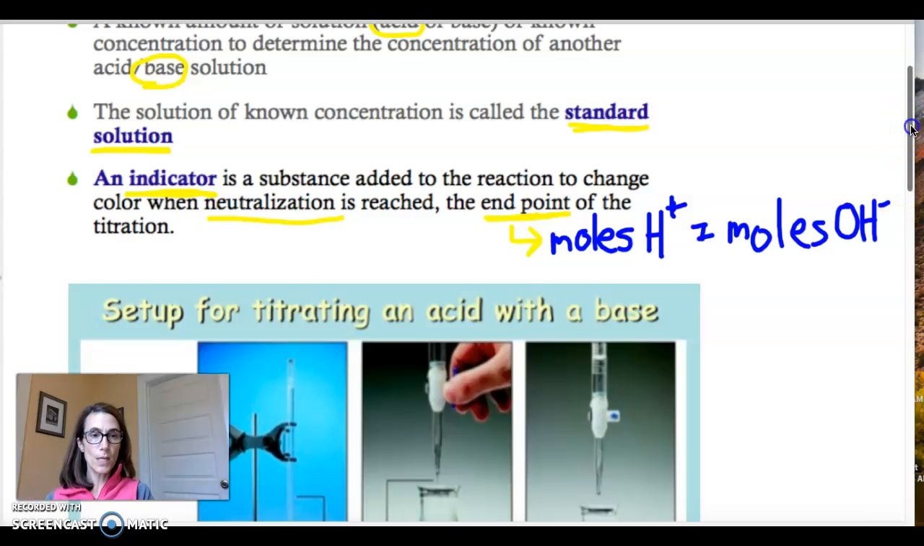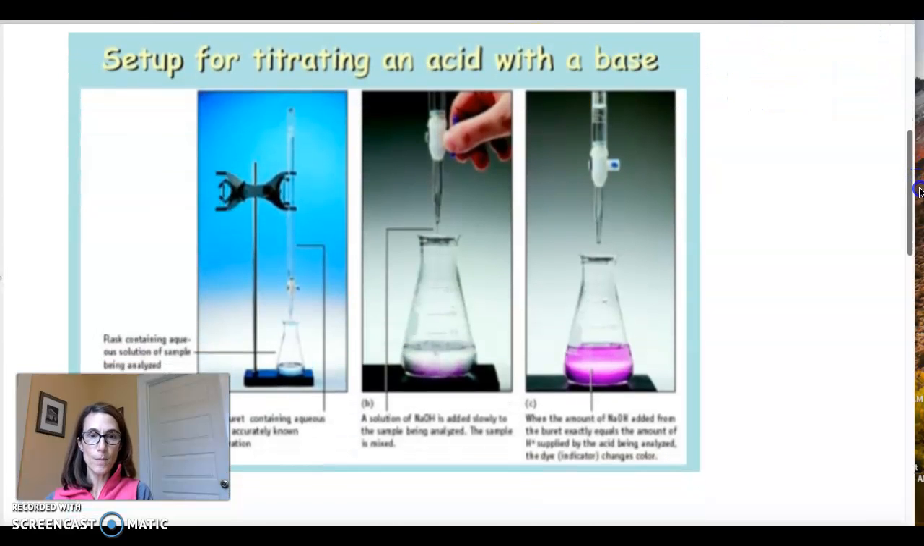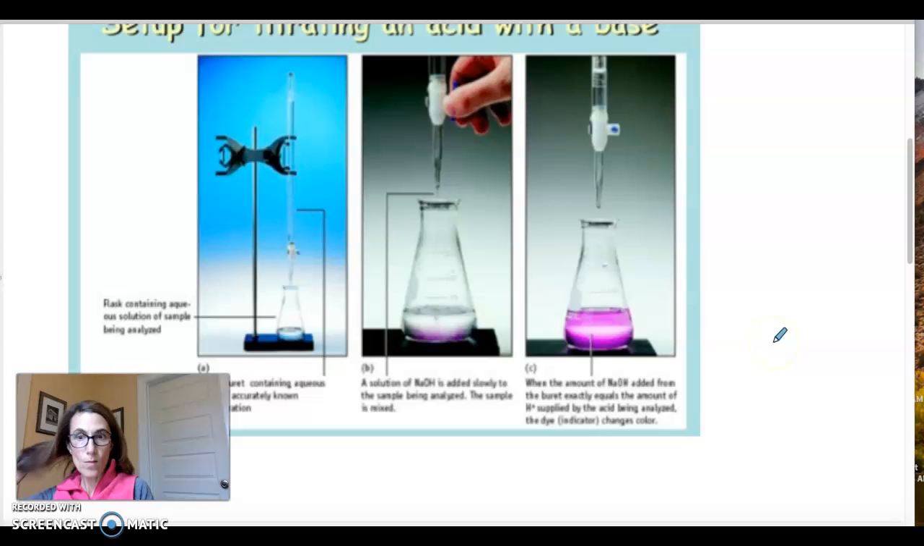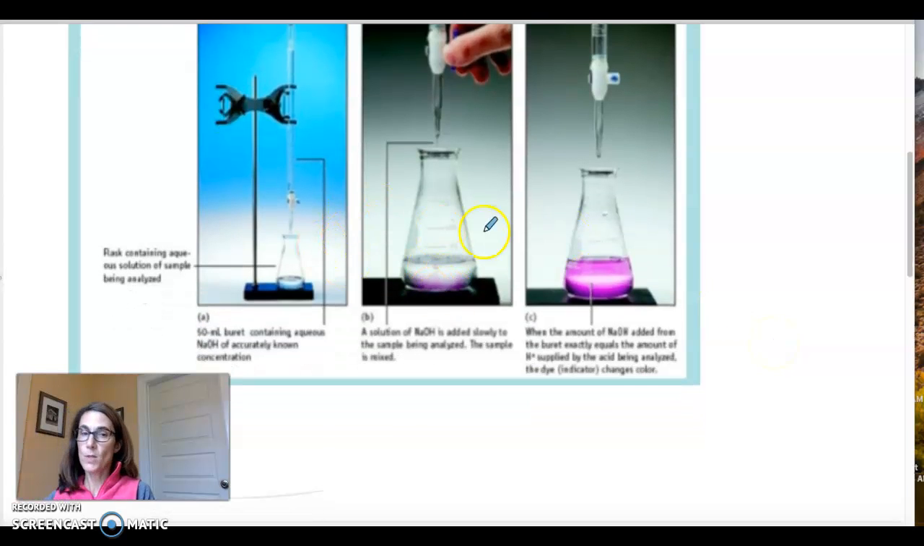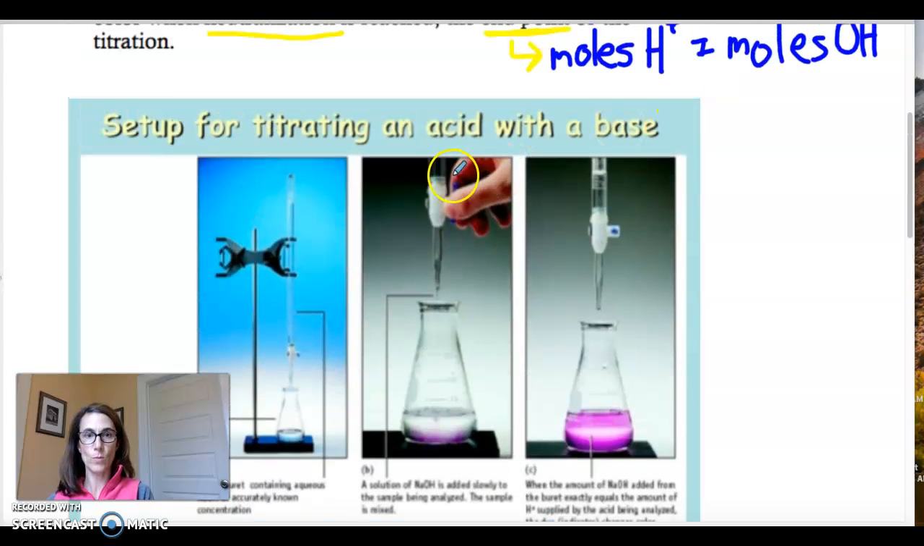Okay, so this is what a titration apparatus would look like. Your solution of unknown goes into the Erlenmeyer flask, so that's this guy, and your known solution, or the standard solution, is in the burette, which is this guy. Sometimes you guys pull these burettes out of the desk drawers and wonder what they are used for. These are used for titrations.